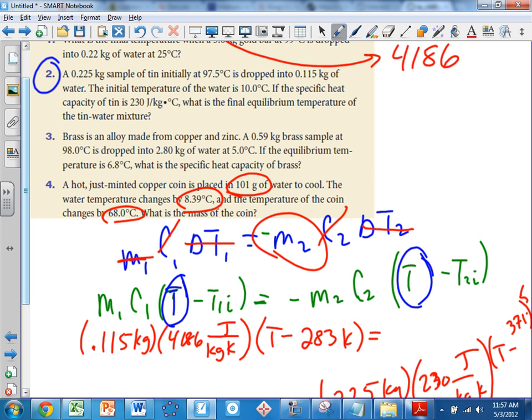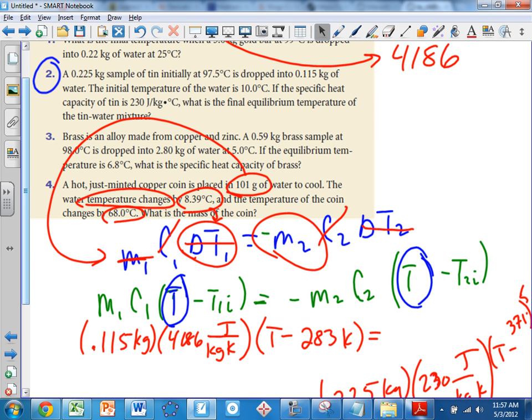So if you see that there's a temperature change, you're given delta T. When you see the word change, you think of delta. So the temperature change goes directly in here. You don't need to do TF minus TI. This quantity, delta T1, is 8.39. 101 grams of water is the mass over here.